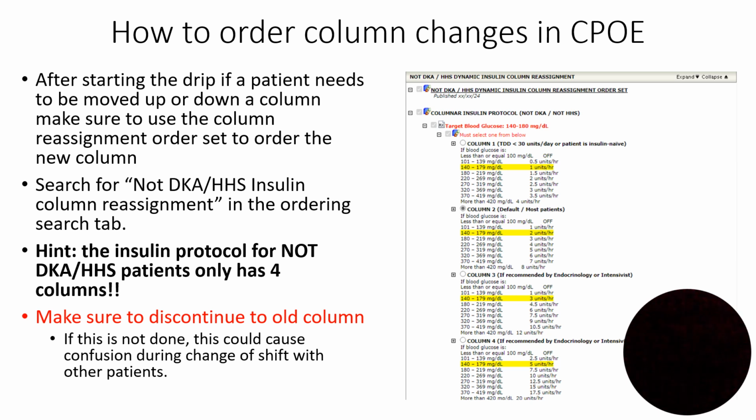The insulin protocol for not DKA or HHS patients only has 4 columns. Make sure to discontinue the old column prior to initiating the new column. If this is not done, this could cause confusion during change of shift with other patients.